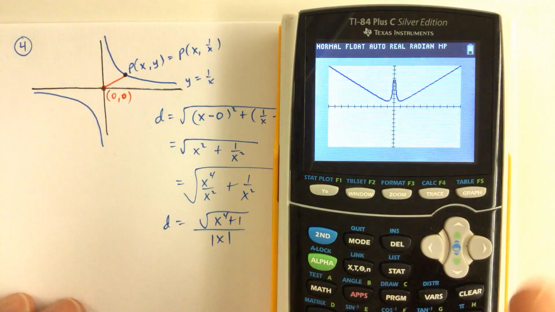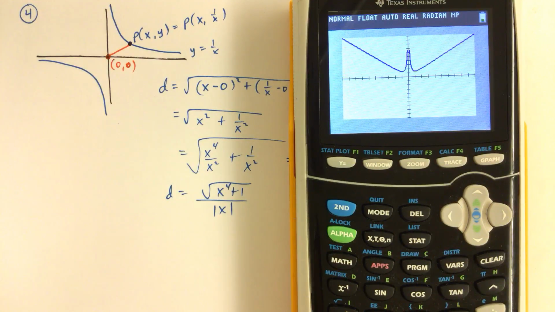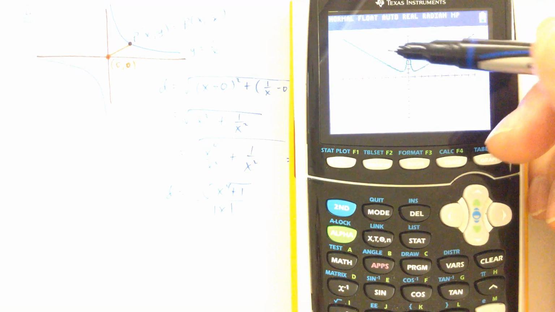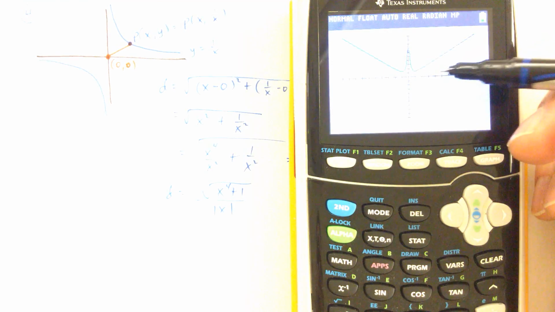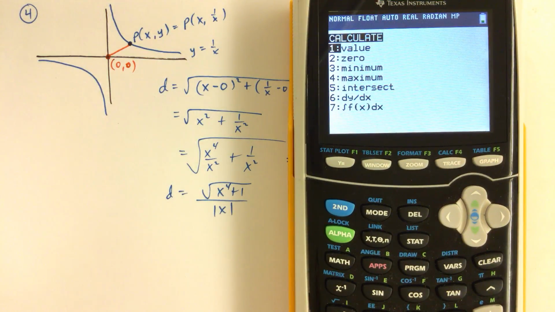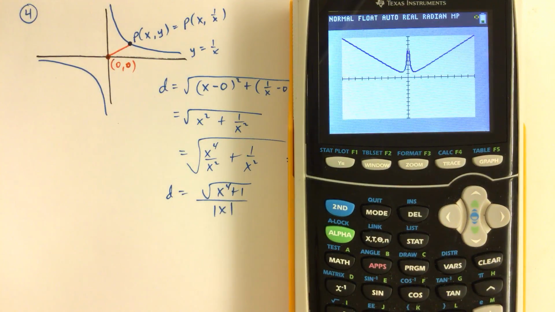Now, part C is asking us which values of x would D be the smallest? Well, D would be the y values, and so if we want to find where those y values are going to be lowest, we want to use second calculate minimum. So either type the number 3 or scroll down to 3 and hit enter.